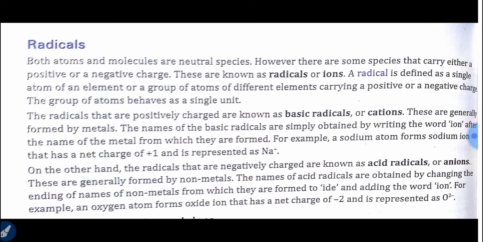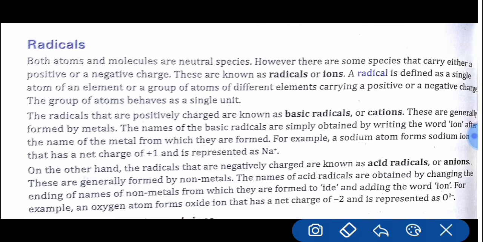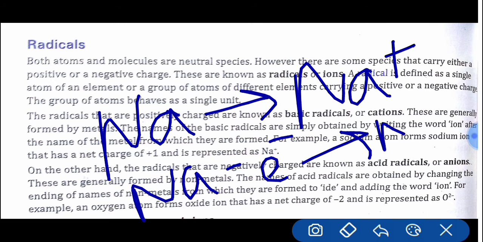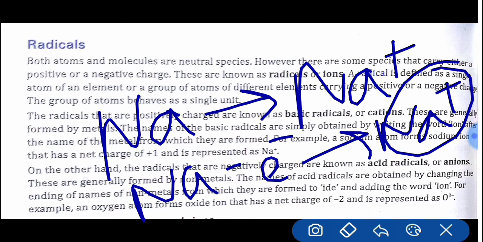For example, a sodium atom forms sodium ion and has a net charge of +1 and is represented by Na+. जैसे बताया Na है, ठीक है, इसमें अगर चार्ज आएगा तो Na प्लस हम लेंगे. चार्ज कैसा आएगा? जब इसमें से एक इलेक्ट्रॉन निकलेगा. One electron when it is removed, then it carries one charge.